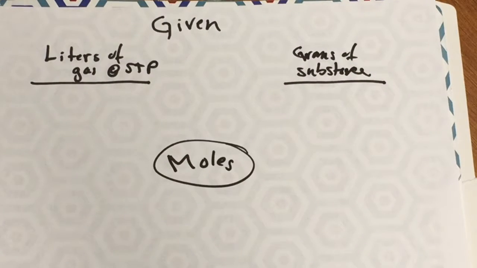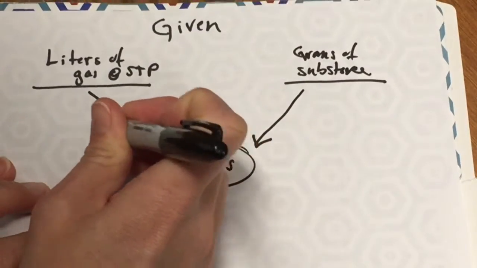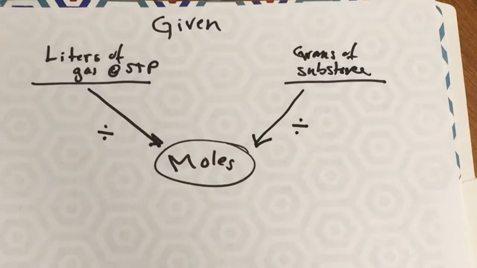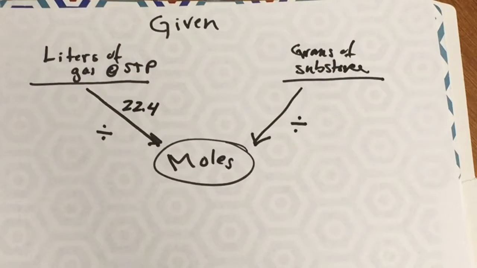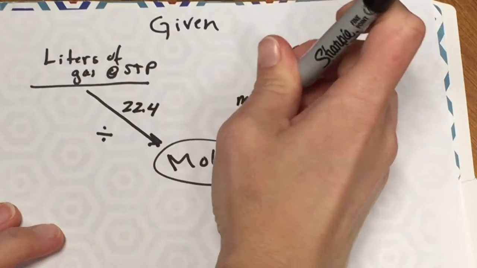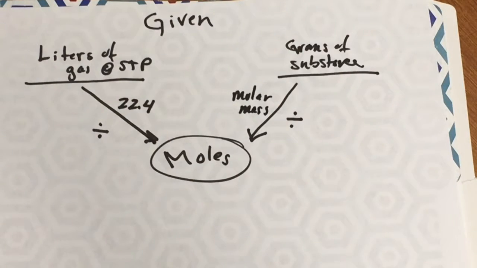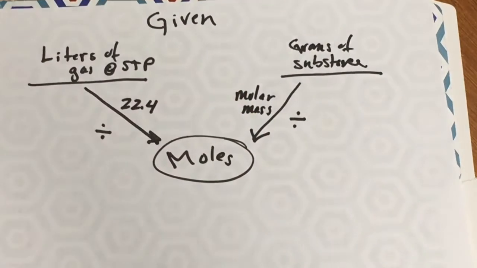And how do we go from liters to moles or grams to moles? Well, no matter what you do, it's going to be division. You're going to take your given and divide by something. If it's liters of a gas at STP, it'll be 22.4. If it's grams of a substance, then it's going to be the molar mass. Okay, so once you figure out what's given to you, then you can say, oh, it's here, and I have to go here. That's the first step.